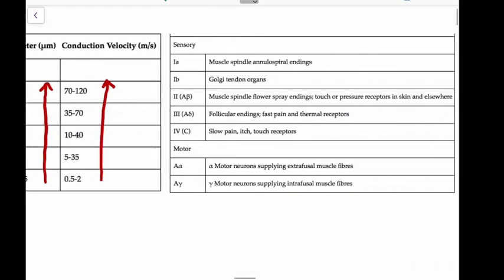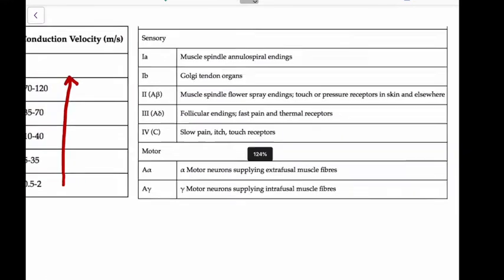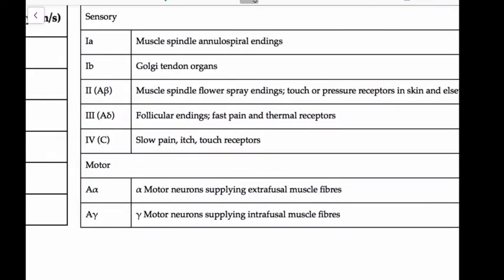If we talk about the sensory receptors, we can see that type 1A, like I said earlier, is for muscle spindle, and there are spiral endings. I can show you that. Whereas there's another muscle spindle in type 2A beta, which is flower spray. Going back, 1A is for muscle spindle as well as Golgi tendon organ, whereas 2 is for muscle spindle flower spray, 3 is for fast pain, and 4 type C is for slow pain.